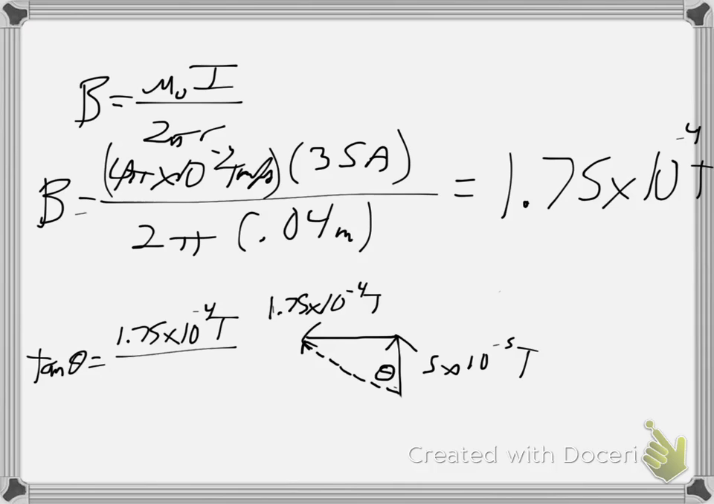So that's my opposite. My adjacent is going to be 5 times 10 to the negative 5th Tesla. And if you take the inverse tan of 1.75 times 10 to the negative 4th over 5 times 10 to the negative 5th, you should find that theta is 74.05 degrees, which means this angle is going to go from being up here north down to 74.05 when it has both these magnetic fields acting on it.